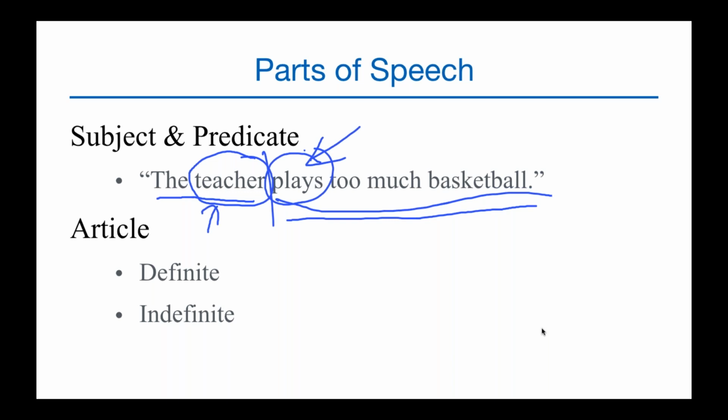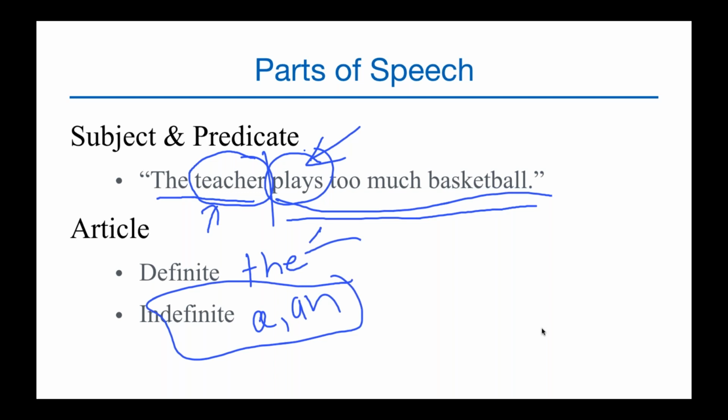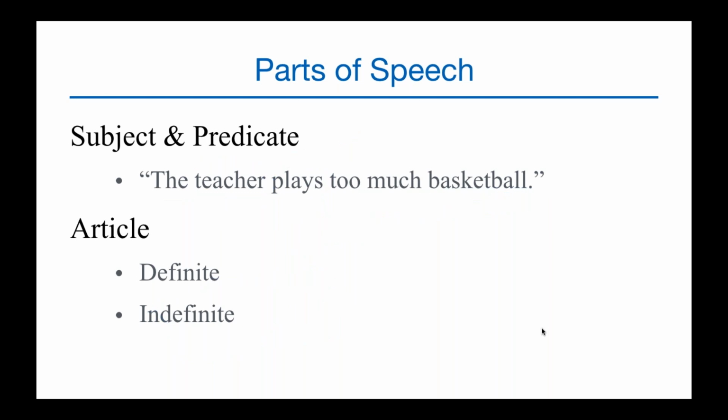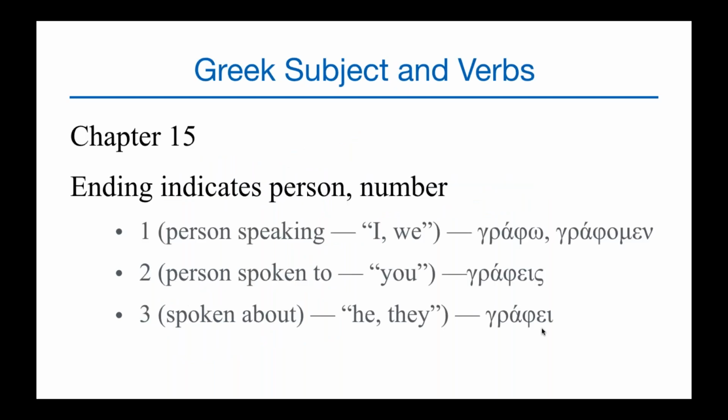Other parts of speech are the article. You have the definite article, which is "the." You also have the indefinite article, which is "a" or "an." There is no indefinite article in Greek, so it's always going to be "the." Sometimes we use "a" to make the sentence make more sense, but just so you're aware, you should not be making arguments based on the presence or absence of "a." All right.